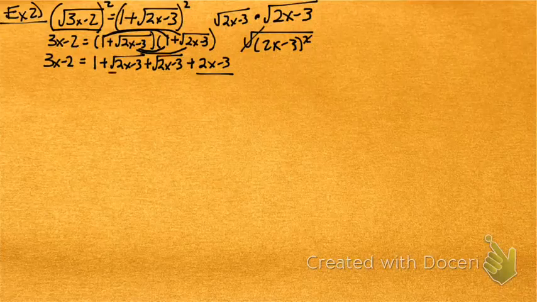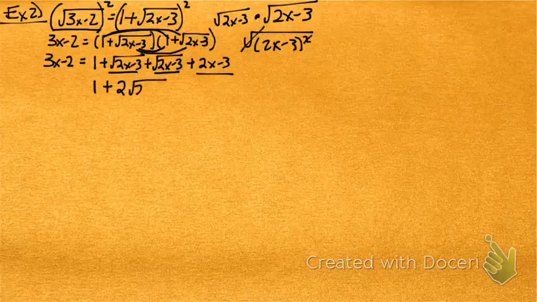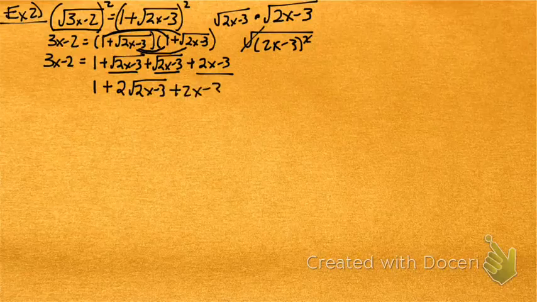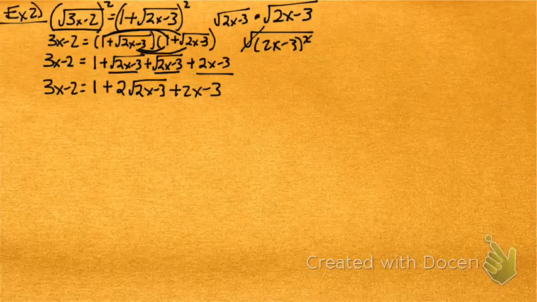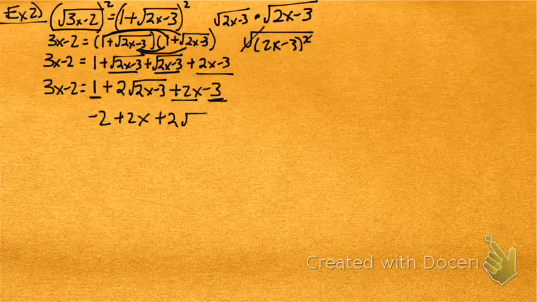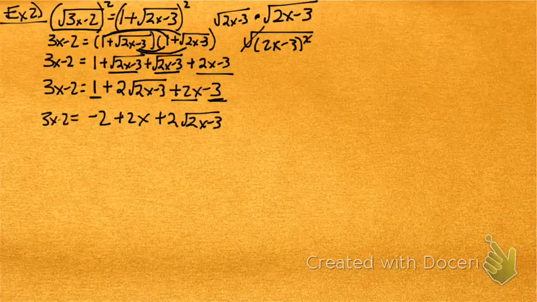Here, I'm going to add the like terms. These are both like radicals. So this side is 1 plus 2 times the square root of 2x minus 3 plus 2x minus 3 on the outside there, and I get 3x minus 2. Now what I'm going to do is try to add up some like terms. I have a 1 and a negative 3. That's really a negative 2. And then I have the 2x, so plus 2x plus 2 square roots of 2x minus 3 equal to 3x minus 2. Well, from here, we still have a radical.